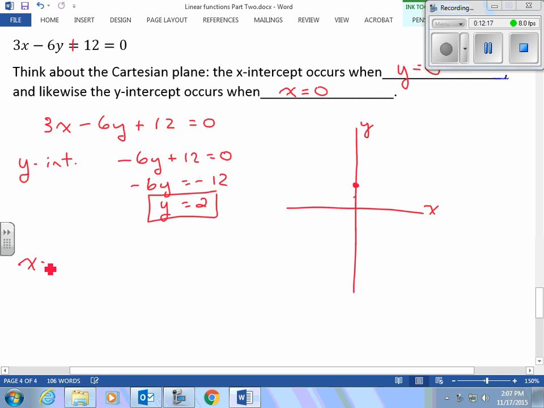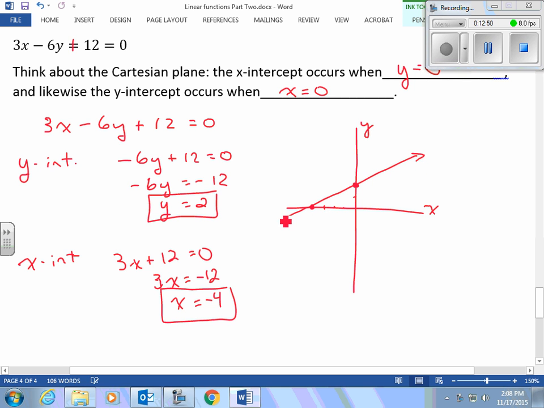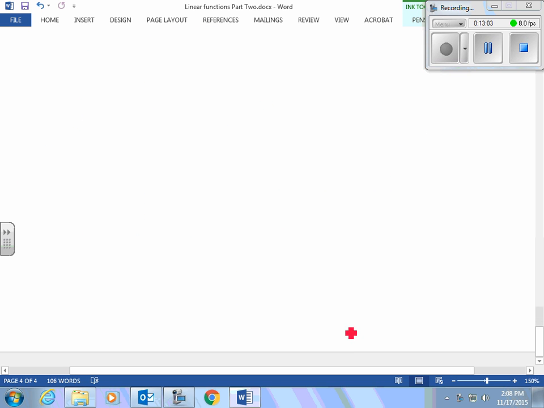Now to get the x-intercept, my y-coordinate is equal to 0. So this negative 6y will drop right out because it's equal to 0. So I'll have 3x plus 12 equals 0. So subtract 12 from both sides. So 3x equals negative 12. Divide both sides by 3, and x will be negative 4. So my x-intercept is negative 4. So 1, 2, 3, 4. There's that point, and I can join my two intercepts, and I've got that line sketched. So for the general form, using intercepts is also a quick way to graph a straight line. And that's it for this lesson.